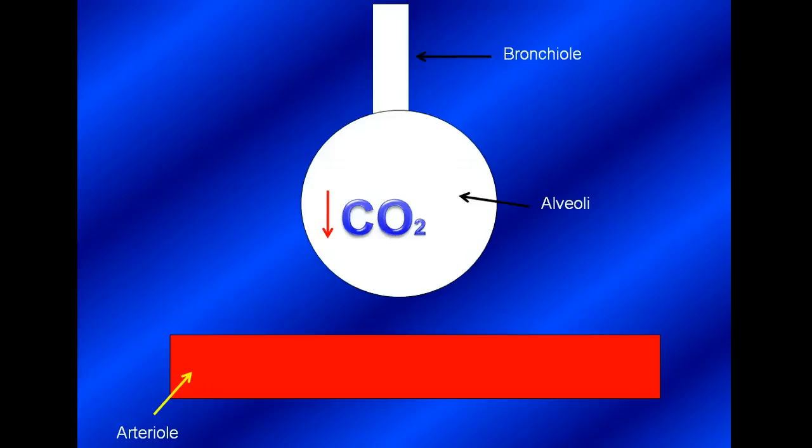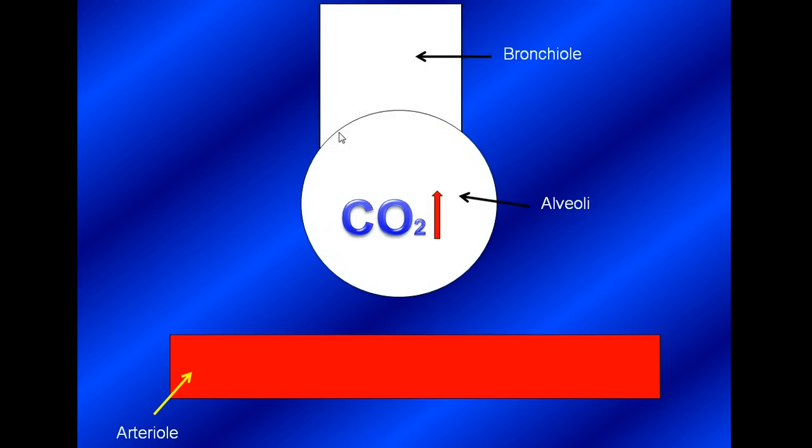Now let's look at the other side. If CO2 levels are high in the alveoli, do we want to get rid of the air in that alveoli? And the answer is yeah, we do. We want to get rid of this CO2. So what's going to happen is the bronchioles are going to dilate, breathe out that air, and we get rid of the waste product carbon dioxide. So again, carbon dioxide levels in the alveoli control what the bronchioles do.